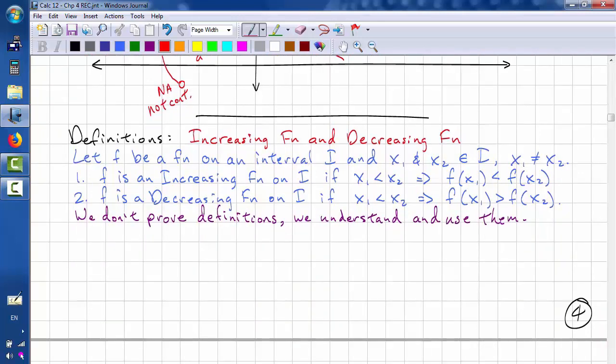Let's look at some more definitions: increasing functions and decreasing functions. Let f be a function on an interval I, and x1 and x2 are on the interval I. x1 cannot equal x2. Then f is an increasing function on I if x1 is less than x2 and the value f of x1 is less than the value f of x2. F is a decreasing function on I if x1 is less than x2 and we have f of x1 is greater than f of x2. And we don't prove these definitions, we just understand them and use them.